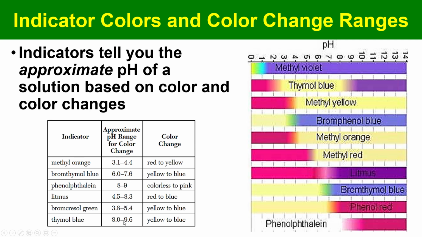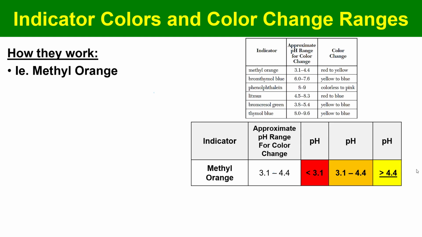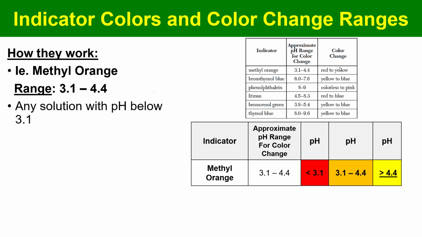That is the range at which they are going to change color from, let's say, here's methyl orange, from red to yellow. Let's look a little closer at methyl orange. So methyl orange is the first of our indicators listed on Table M here, and we see that its color change range is 3.1 to 4.4, and the color change is red to yellow. Now, what that means is that if you have methyl orange and you drop it into a clear solution that has a pH below 3.1, so it could be anything, 0 to 3.1, that solution is going to turn red.